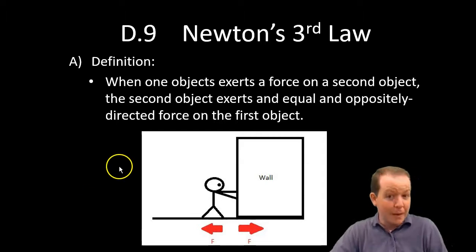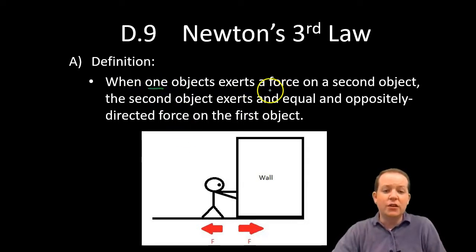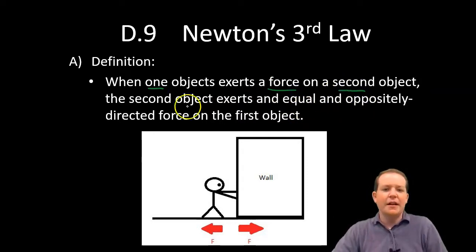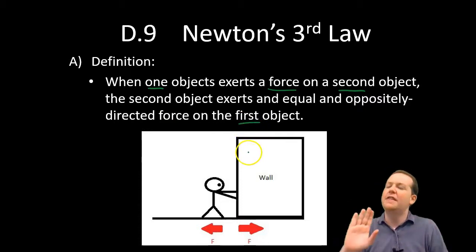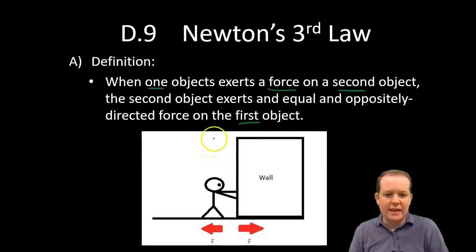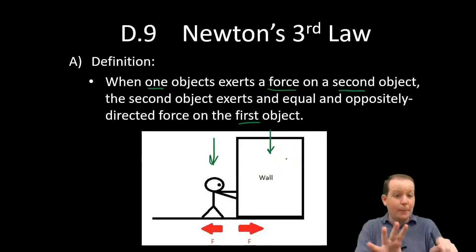Here it is. This is the better definition. Now we're going to hear and see what we're talking about. It says when one object exerts a force, we know what a force is, on a second object, the second object exerts an equal and oppositely directed force on the first object. This is 1,000 times better. So it's talking about two different objects. So here's object one, here's a person. Here's object two, here's a wall. We're dealing with two different objects.